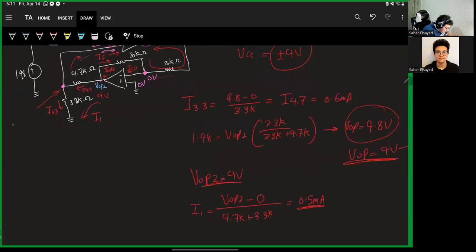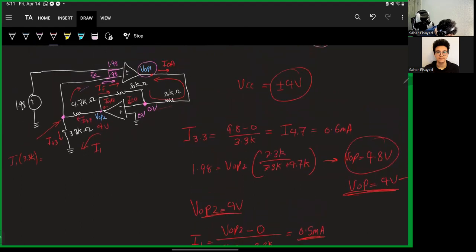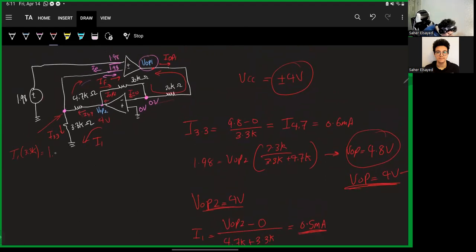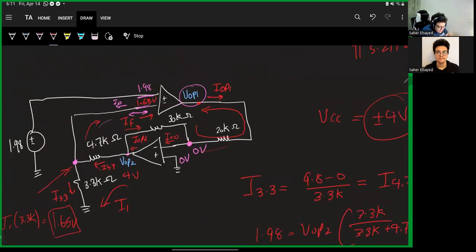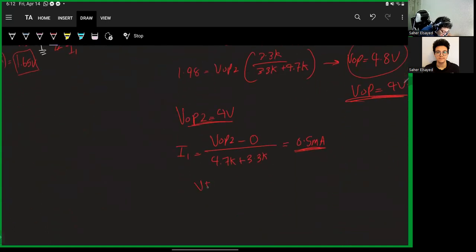The voltage here is simply the current I1 times 3.3K, which is, sorry, what is it? 1.65 volt. So what is happening is this is now 1.65 volt. The plus and minus now is different. Now V plus is not equal to V minus. Things changed now. What happens here?